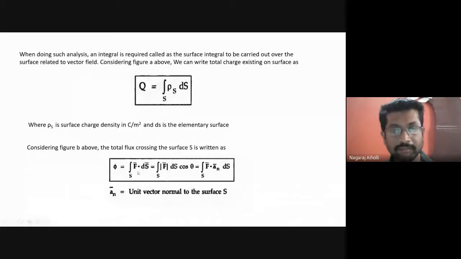It is again the projection of f bar on ds bar, right? That is the projection of f bar on ds bar. It will be the same again. That is, we will get f bar cos theta into ds. That is the surface integral f bar dot an bar ds. I will explain how it is like that.